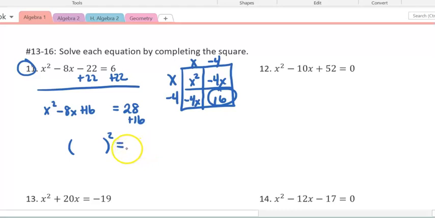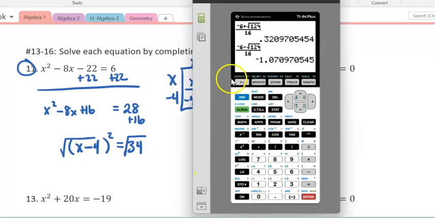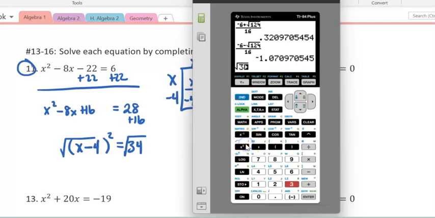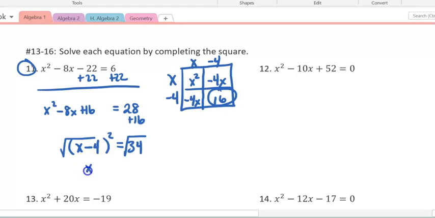So on the right side, 28 plus 16 is going to be 34. And then on the left side, this turns into x minus 4 times itself, so that's x minus 4 squared. Okay, so from here, you square root both sides. So you square root the 34. All right, and I got 5.83, so x minus 4 equals 5.83, and x minus 4 equals negative 5.83.